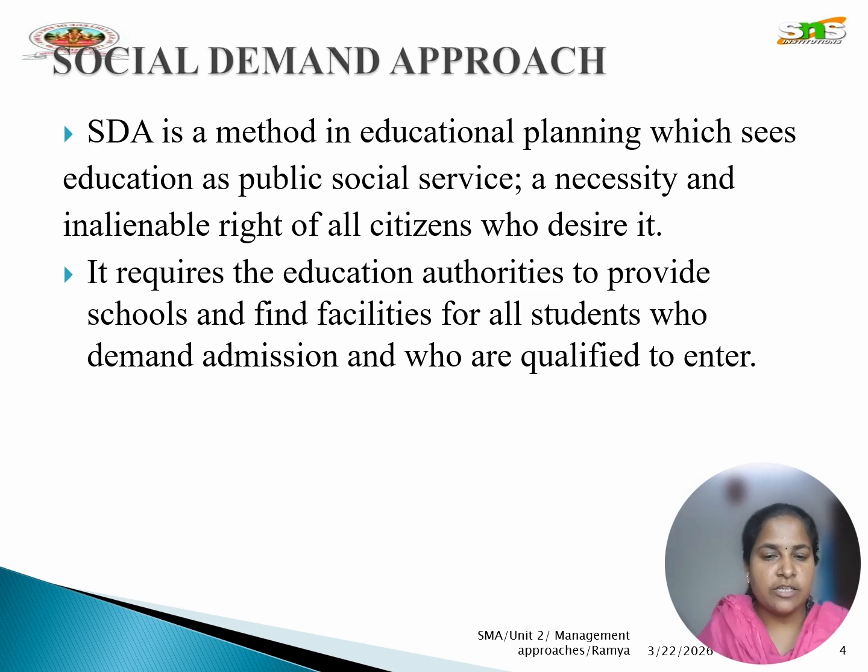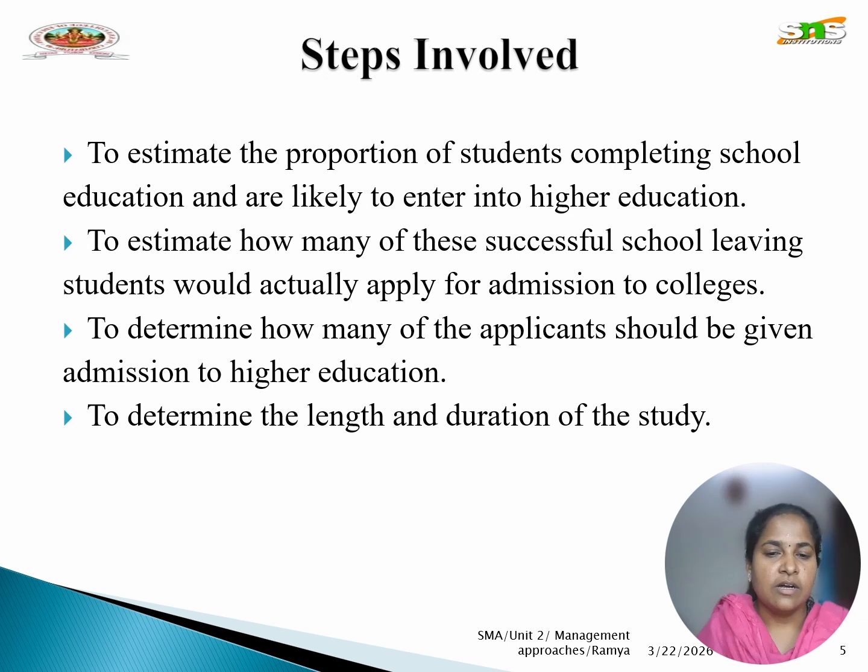Here are the main objectives of the social demand approach: to estimate how many students complete school education, to find how many will apply for higher education, to decide how many students can be admitted, and also to plan the duration of courses. For example, if 500 students pass schooling, planning is needed for college seats. So this helps in proper educational planning, which is based on the demand.